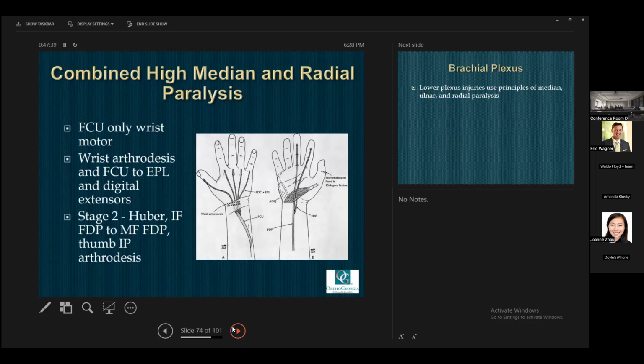So if you have a combined high median and radial paralysis, your only wrist motor is the FCU. This is a case where you can do the wrist fusion and transfer the FCU to the EPL and digital extensors, and you can do the Huber transfer and index FDP to middle FDP and replace FPL with a thumb IP fusion.